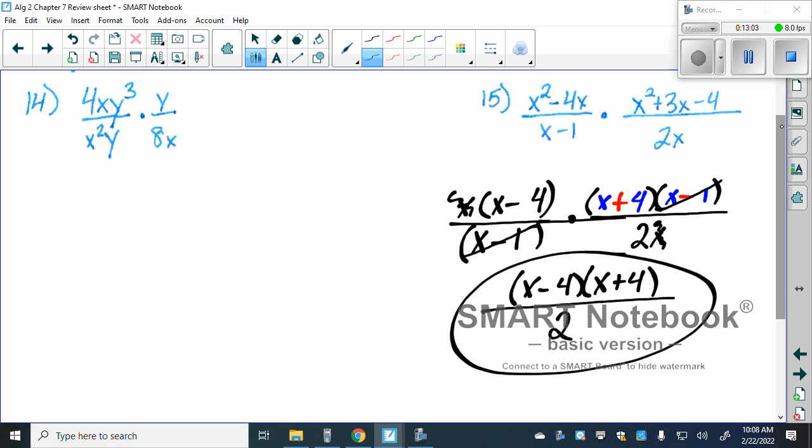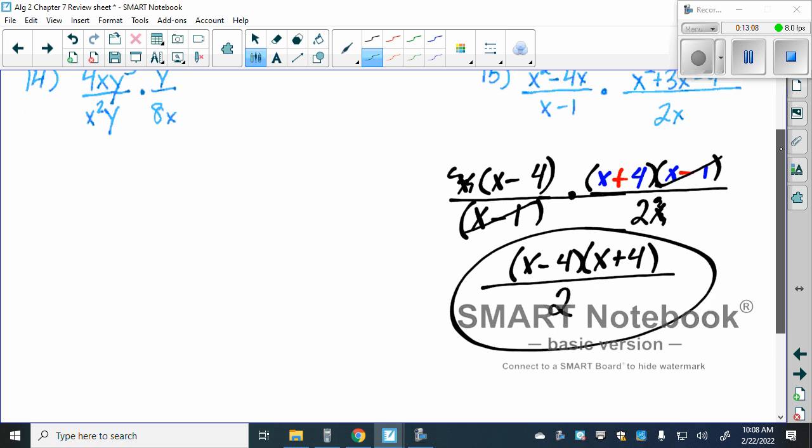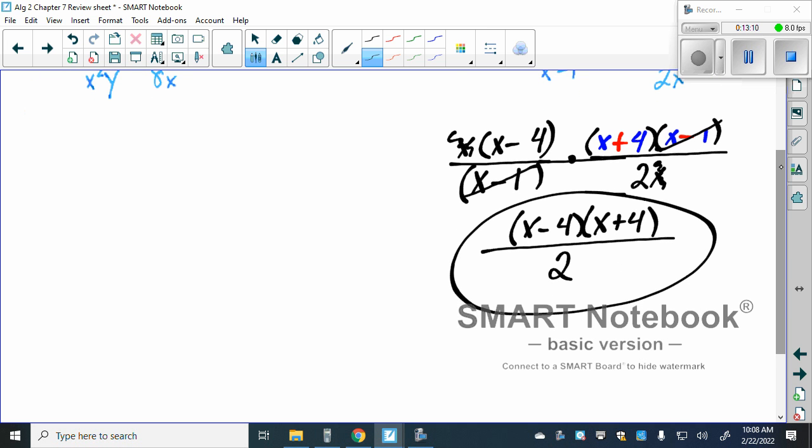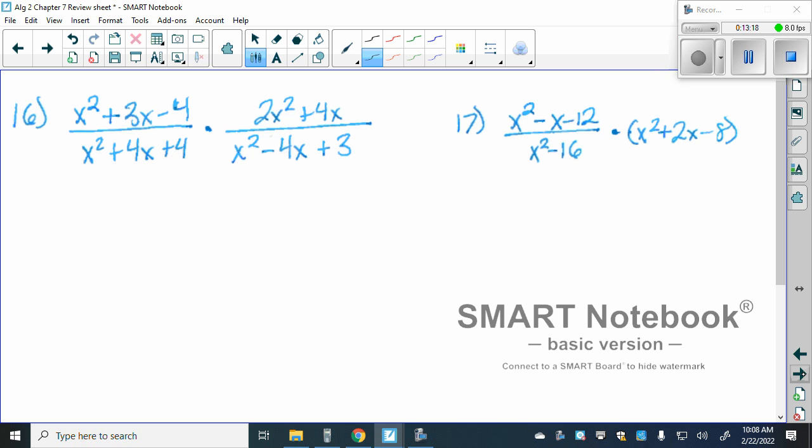Okay. Got that changed. Any other questions on these here? Okay. So let's see here. 17? 17. That second one there's going to have a denominator of 1.